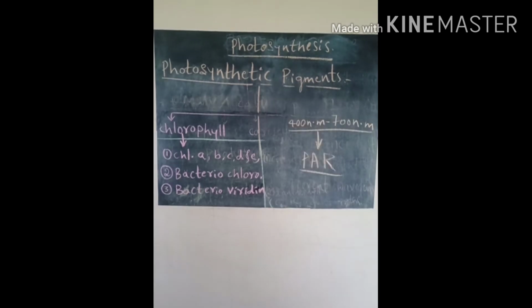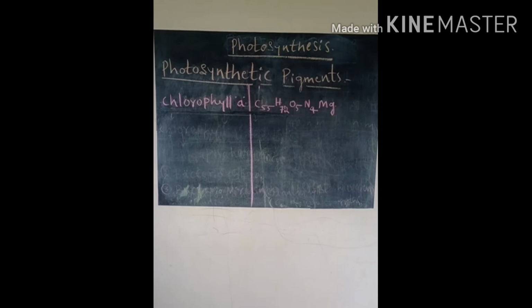The portion of the spectrum between 400 nanometers and 700 nanometers is referred to as photosynthetically active radiation, in short PAR. What is PAR? Photosynthetically active radiation. The spectrum between 400 nanometers and 700 nanometers is referred to as PAR.